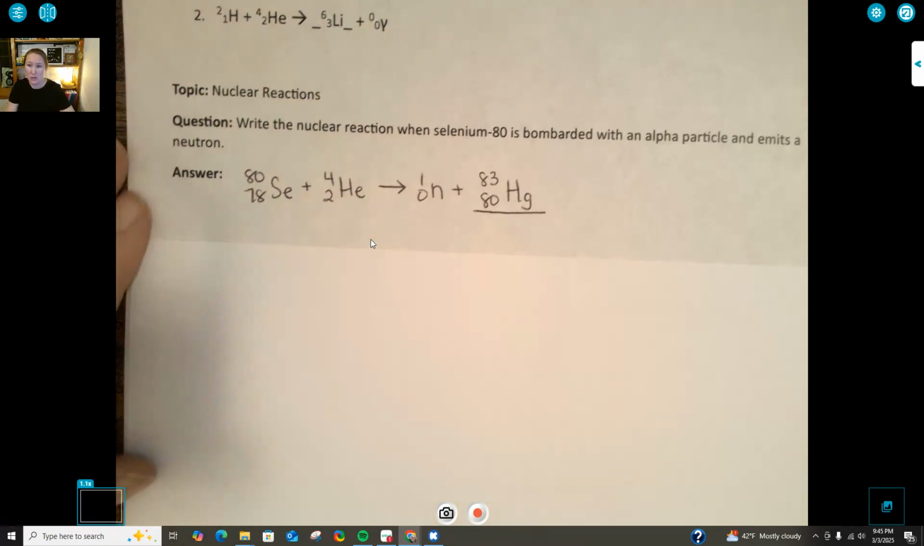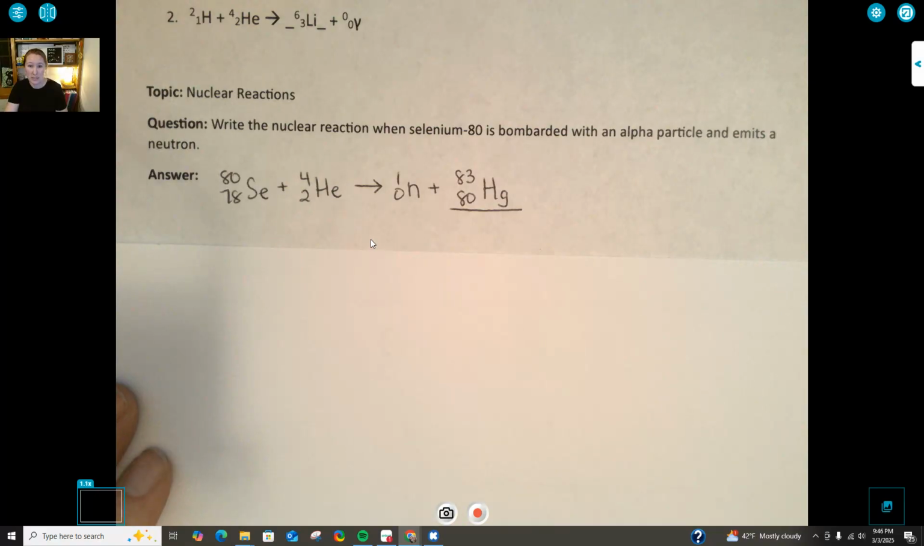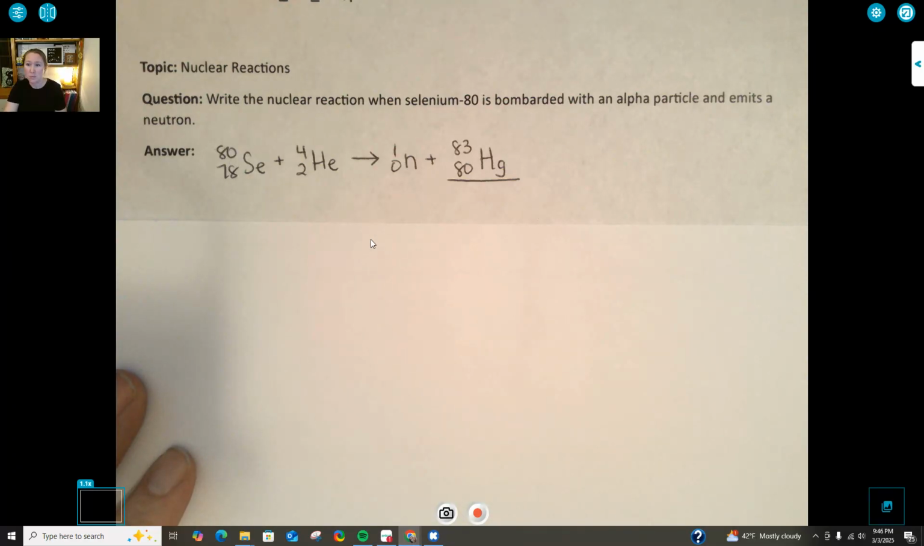Another type is writing nuclear reactions, but having them be given the word equation and then having them translate that. That would be the next step for what I would have mine do. So here, write the nuclear reaction when selenium-80 is bombarded with an alpha particle and emits a neutron. Notice that there are 2 nuclear particles in here, and we are adding one, so we're bombarding, and we are emitting, so that checks comprehension of vocabulary, and then also can they add and subtract correctly. A lot of times they try to do it in their head, and they might have some simple math errors. So those are 2 different types that you could do for nuclear reactions.